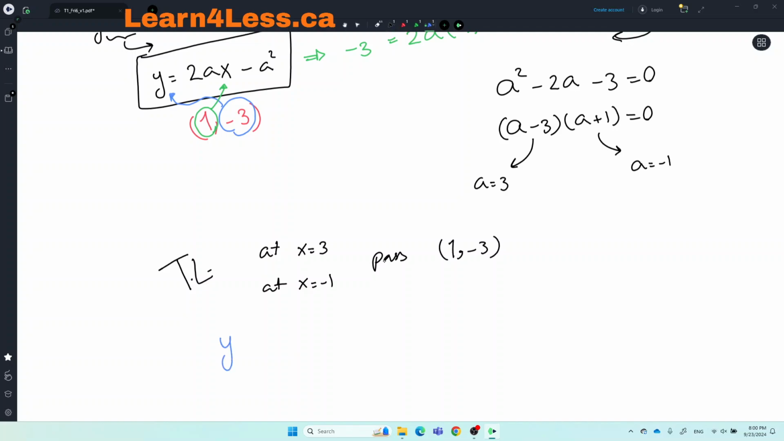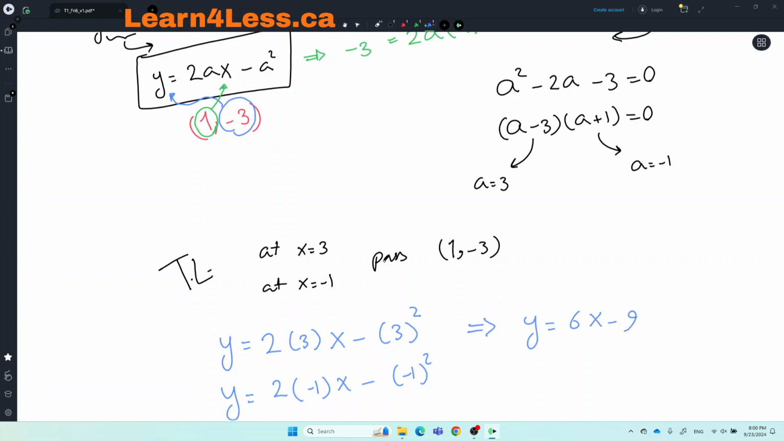So one of them would be y is equal to 2 times a, for example, let's plug this one, 2 times 3 times x minus a squared, which is 3 squared. And the other one is y is equal to 2 times negative 1 times x minus negative 1 squared. So the first one would be 6x minus 9, and the other one would be y is equal to minus 2x minus 1. These are the two tangent lines to the curve which pass through the point.